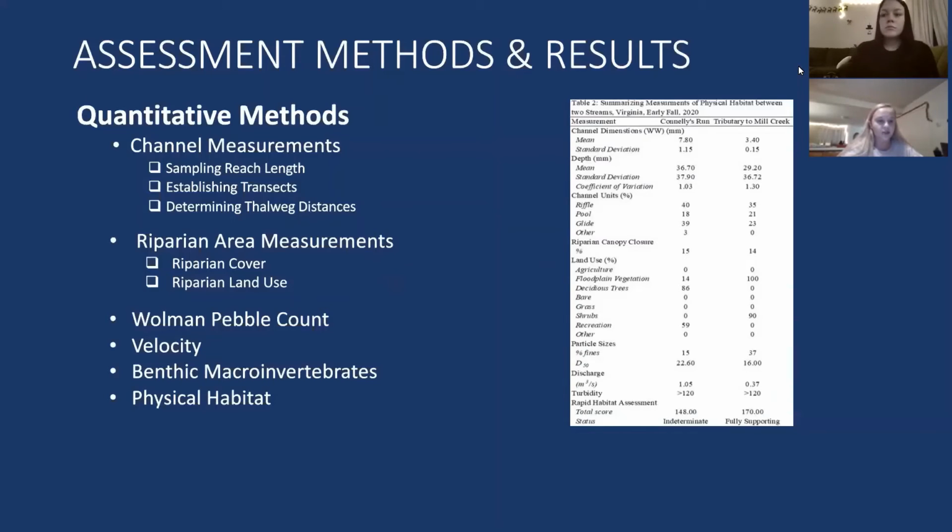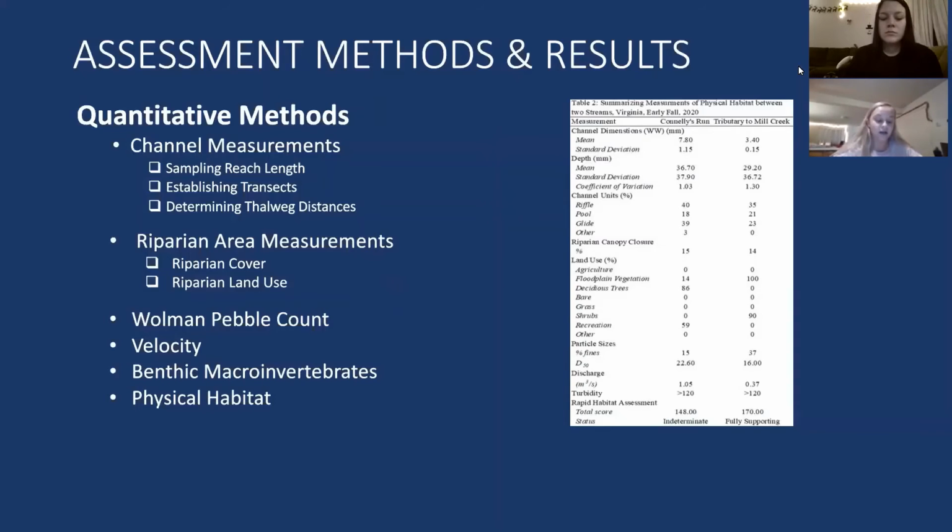So the next section is Wolman pebble count, and that is looking at the median pebble size in millimeters and percent fines, and this was calculated from the Wolman pebble count. The size of 100 pebbles were measured using a gravelometer.